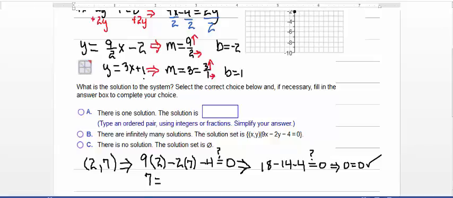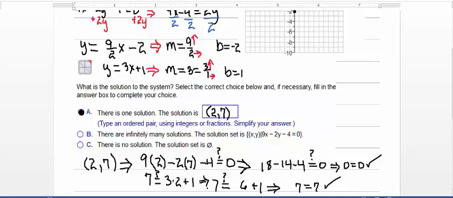Now let's make sure it solves the second, y equals 3x plus 1. So we replace y with 7 and x with 2. And we see, is this a true statement? Is 7 the same as 6 plus 1? And we see that it is. So this is indeed the correct point. So there's one solution, and it's the point 2, 7.